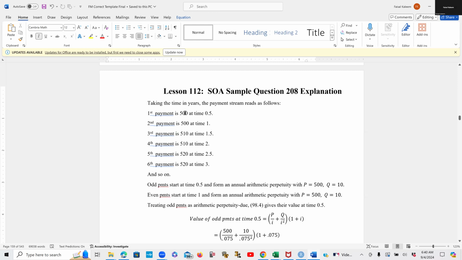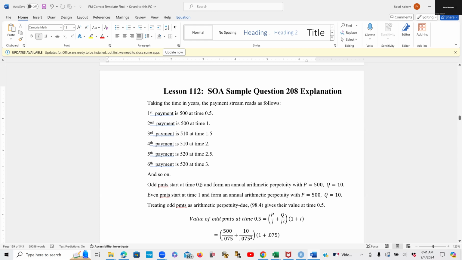So the first odd payment is 500. The second odd payment is 510. The third odd payment is 520, and so on. Another thing to note is that the odd payments happen at 1 year intervals, so we can use the annual effective interest rate for those. Now they start at time 0.5, so it's convenient to first use the arithmetic perpetuity due formula, so that we get their value at 0.5, and then we can pull it back to time 0. We know that the perpetuity due formula gives the present value at the time of the first payment.